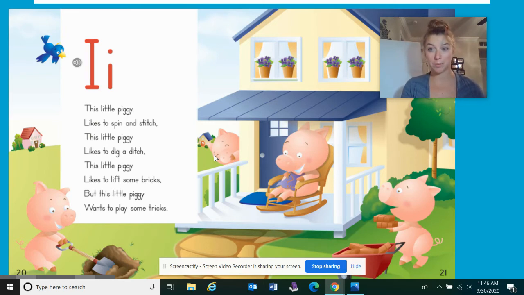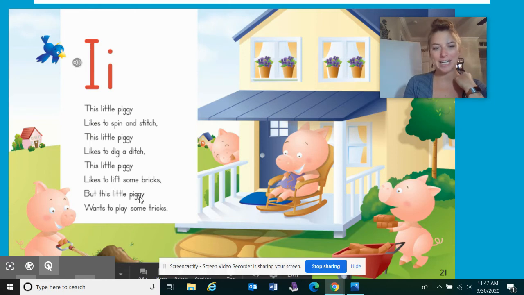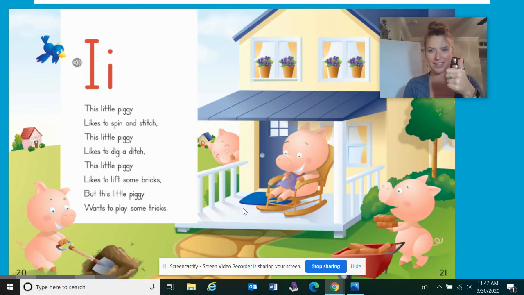Alrighty, I'm going to read it one more time, all the way through. As I read, I want you to touch the piggy we're talking about. Here we go. This little piggy likes to spin and stitch. This little piggy likes to dig a ditch. This little piggy likes to lift some bricks. But this little piggy wants to play some tricks. Good job. Nice listening.